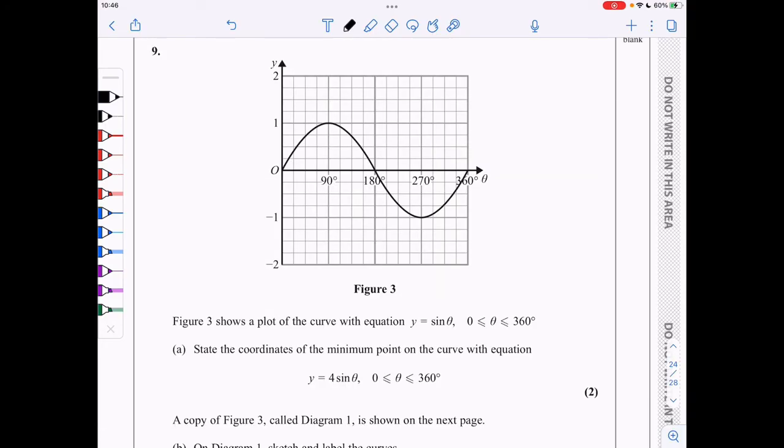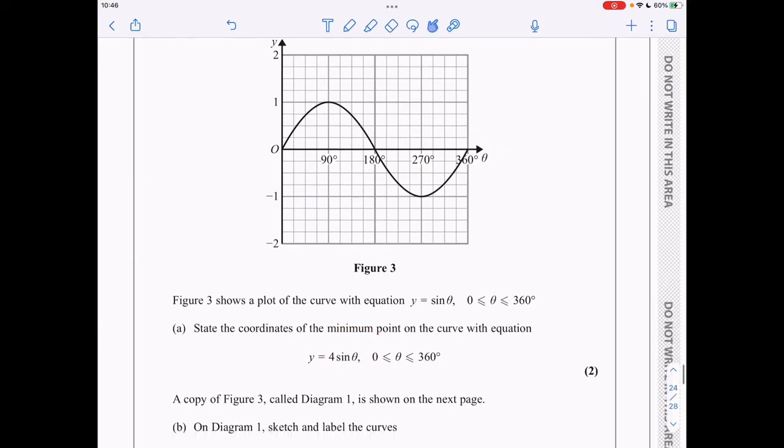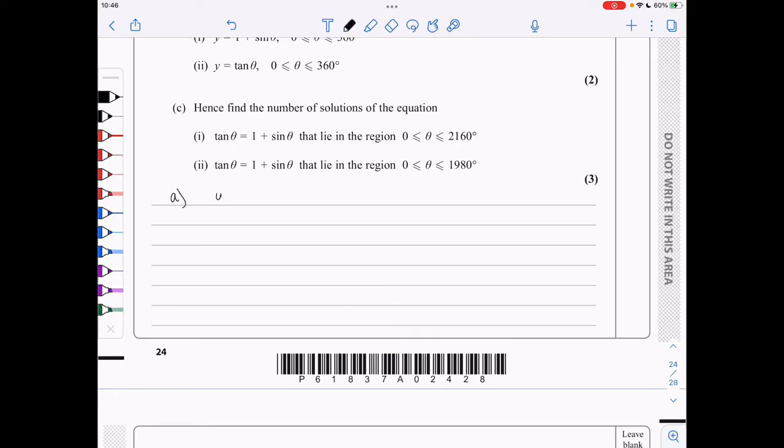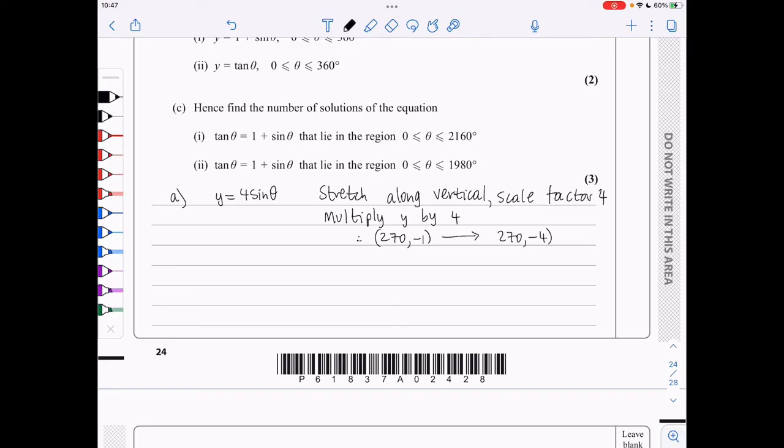Question 9. We start off by being given the graph of sine theta. It's in degrees, the maximum at 90, 1, the minimum at 270, minus 1. And we need to state the coordinates of the minimum point on y is 4 sine theta. Now, if we've got y is 4 sine theta, this is a transformation corresponding to a stretch along the vertical scale factor of 4. This means that all the y values get multiplied by 4. So if in the original graph of sine theta the minimum was at 270, minus 1, if I multiply the y's by 4, I'll go to 270, minus 4.